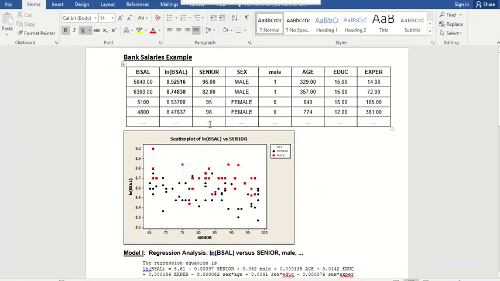You can see here that this is the natural log of the bank salaries, and here's the senior. Remember, this is the time in months employed by the bank, and then their sex, and males are coded as 1 and females are coded as 0. The age is in months, not in years. We have no Methuselahs at Harris Bank. And then the education is in years, so this person probably went 3 years to college. And then the experience in months is what they had before.